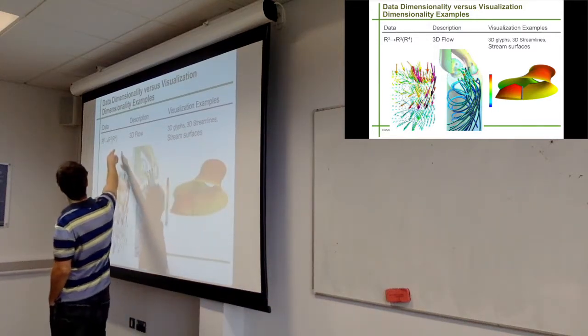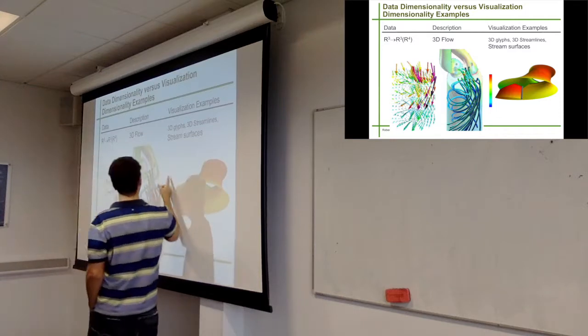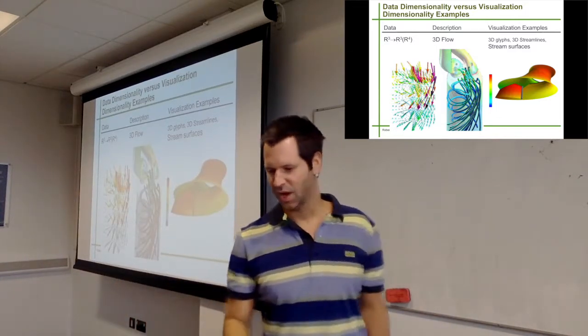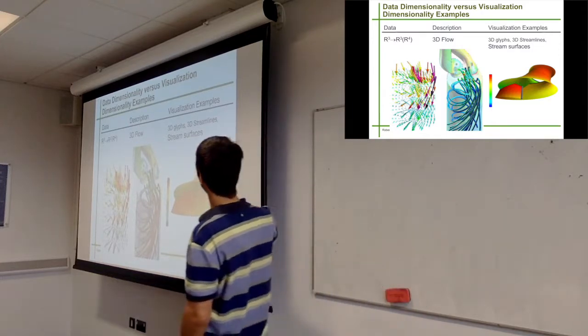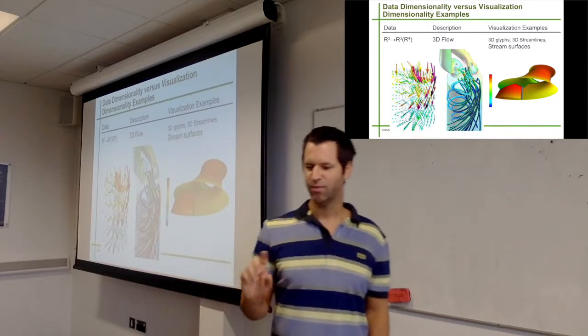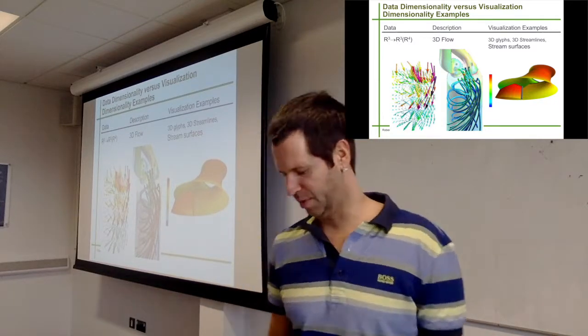I put a 4th dimension in here again, which is that color. And a stream surface, by the way, is a surface that's everywhere tangent to the vector field. And we're going to go over that later, what that means.